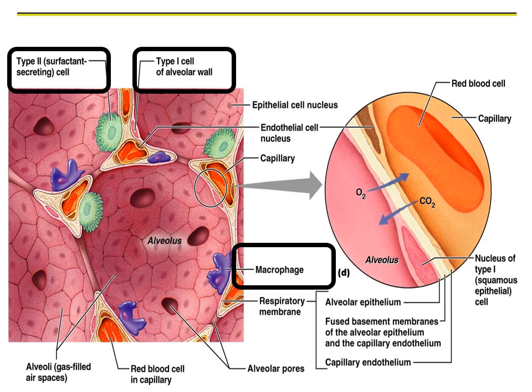The structure of the alveoli and respiratory membrane are pictured here. Note the three cell types. Type 1, the simple squamous cells for gas exchange. Type 2, surfactant secreting cells. Macrophage are the third population.